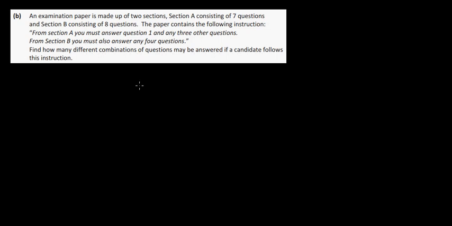We have an examination paper and it's made up of 2 sections. So we have section A and we have section B. Section A consists of 7 questions, so this is the number of questions. Section A consists of 7 questions and section B consists of 8 questions. The paper contains the following instructions. So from section A you must answer question 1. So let's see, we can put questions to be answered, if you like.